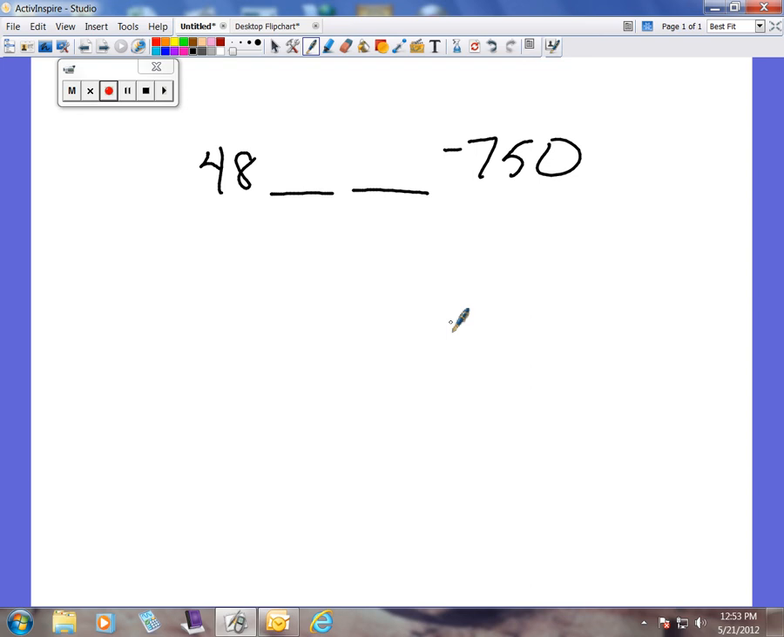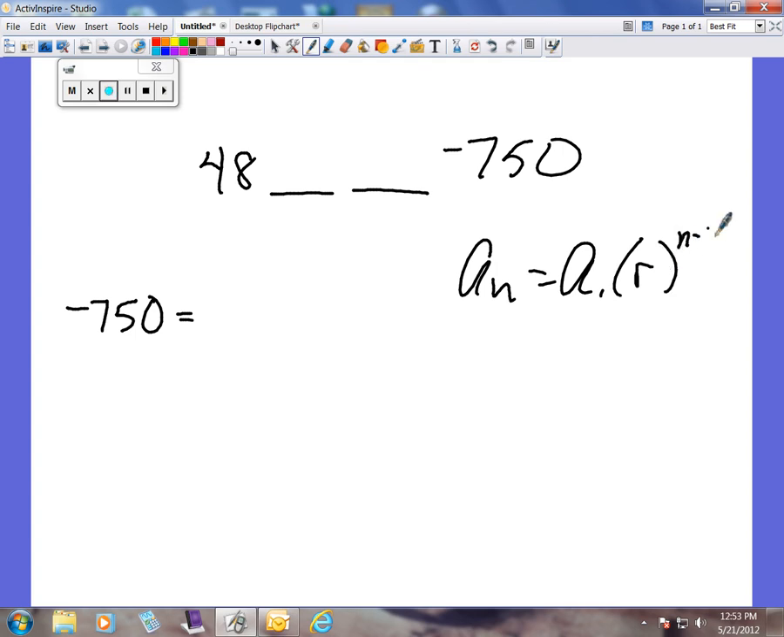Okay. Well, the problem is we've got to use our formula again, except we're going to have to solve for r. Do you remember how you did that with the other one? You took this last term and put it in for a sub n. I'm using this formula again. Why would that be a sub n? Because that's the last term. It's always the last term. A sub n is always the last term when you're doing this.